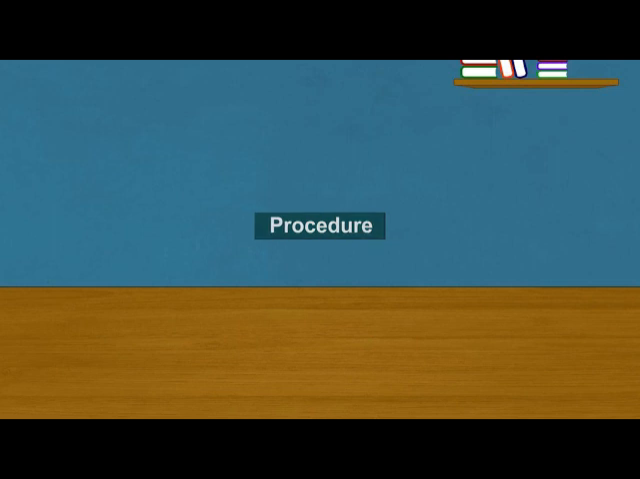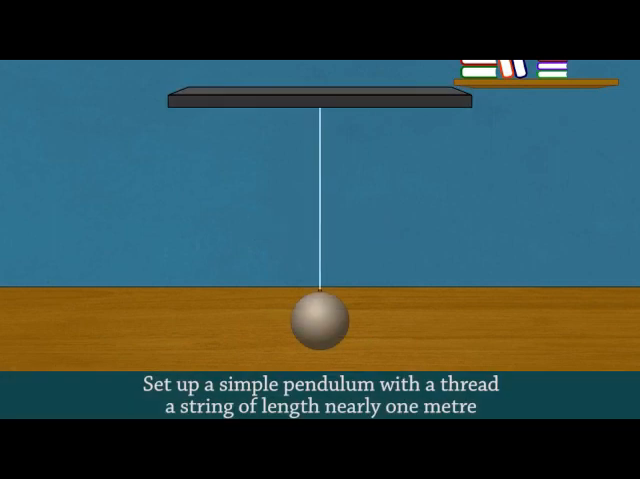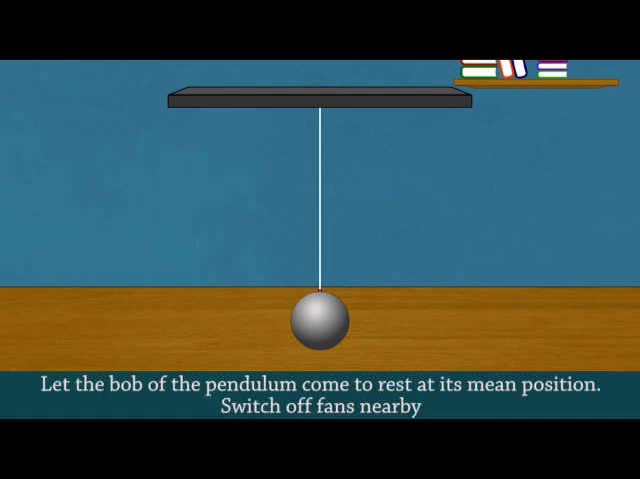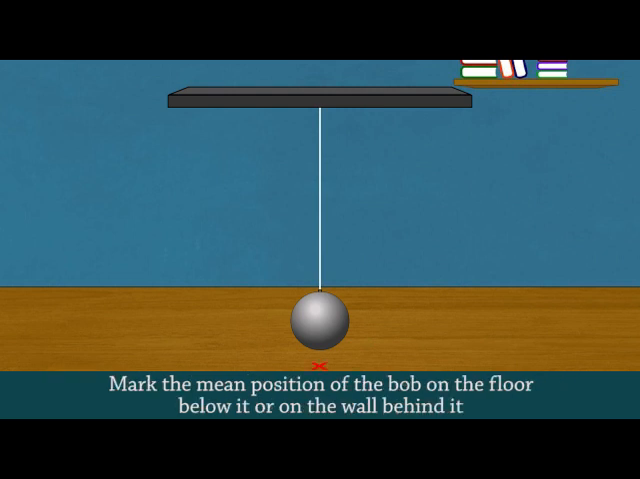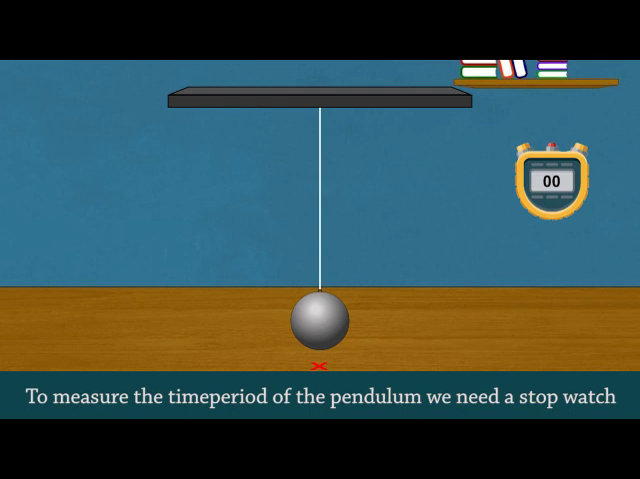Procedure. Set up a simple pendulum with a thread, a string of length nearly 1 meter. Let the bob of the pendulum come to rest at its mean position. Switch off fans nearby. Mark the mean position of the bob on the floor below it or on the wall behind it. To measure the time period of the pendulum, we need a stopwatch.